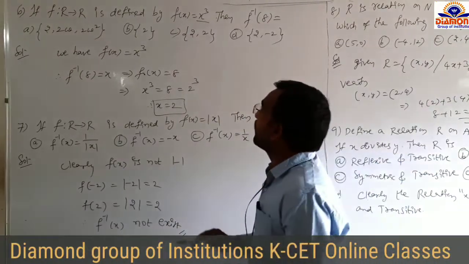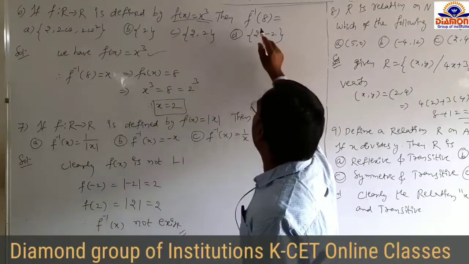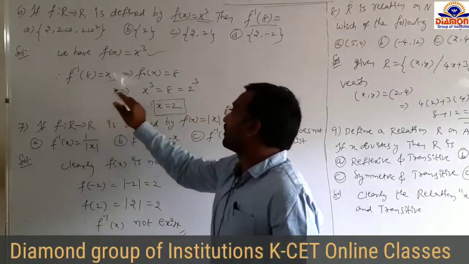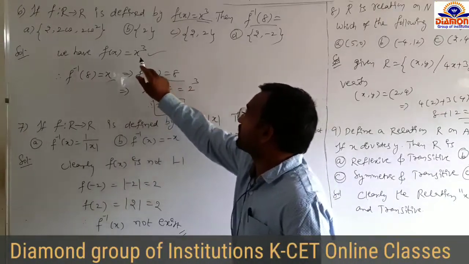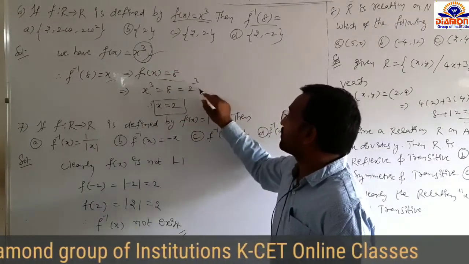We have the given function f(x) equal to x³. So we have to find out f inverse of 8. So f inverse of 8 equal to, if you take x, f(x) equal to 8. But f(x) equal to what? x³. So x³ equal to 8. 8 can be written as 2³.